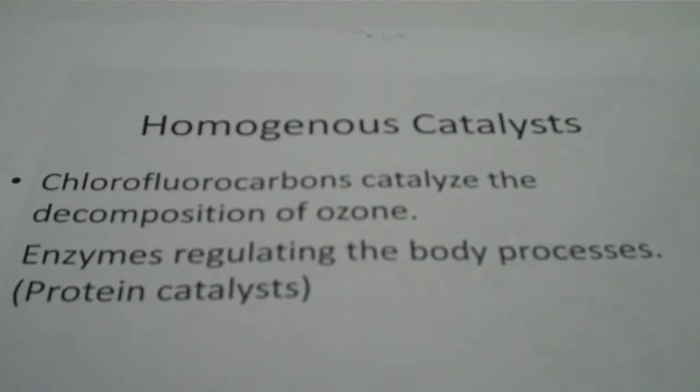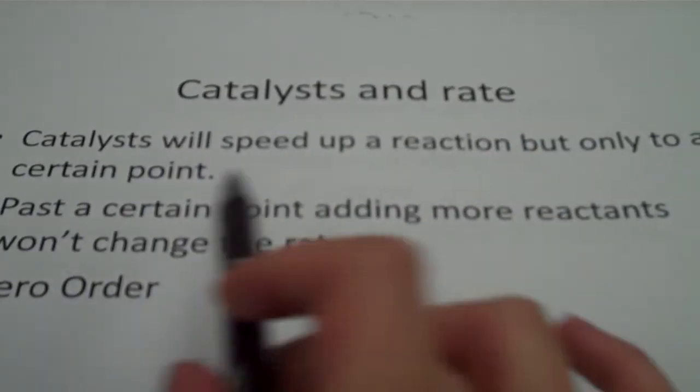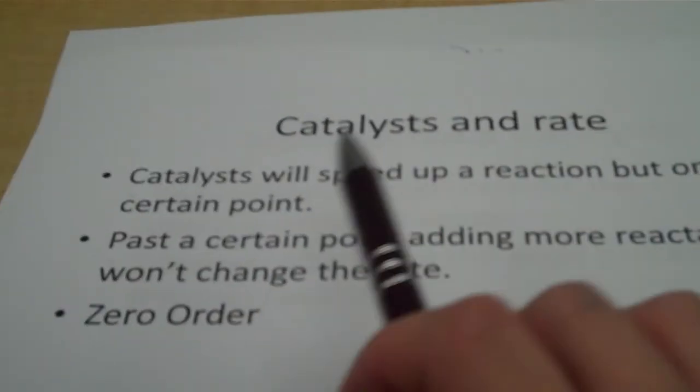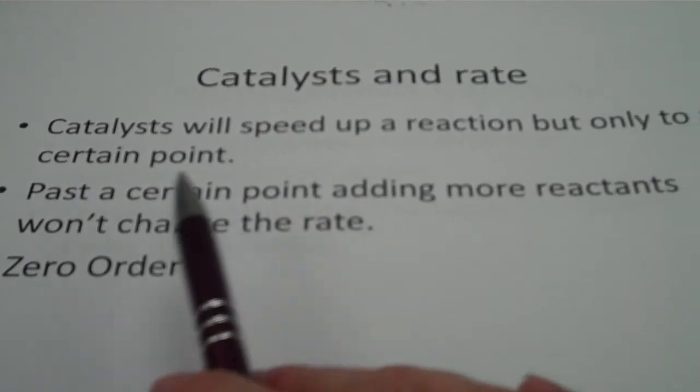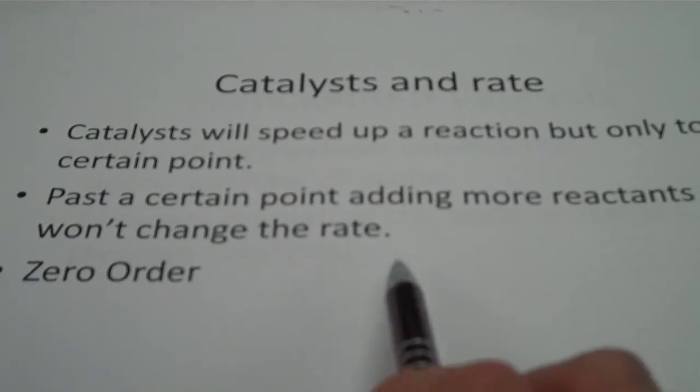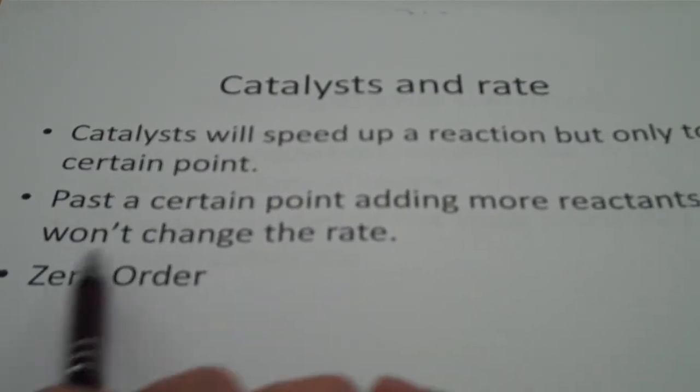All right, so let's talk more about catalysts. Catalysts can speed up reactions, but only to a certain point. So they can make it go faster. But past a certain point, adding more reactants will not change the rate. So adding more concentration to it will not help. This is what we call a zero-order reaction.